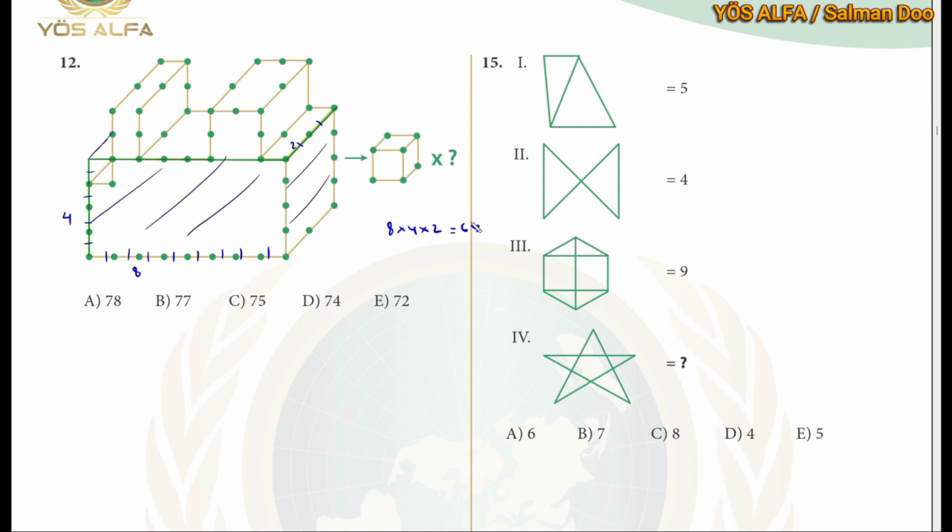It's 64, and I don't have that 2 cube at the back. So I'll subtract 2 from here. We have 62. And then we have 1, 2, 1, 2, 1, 2. 2 times 2 times 2 is 8. 1, 2, 1, 2, and 1. 2 times 2 times 1 is 4. So altogether we have 62 and 8 and 4. It's 74. So the answer is D.